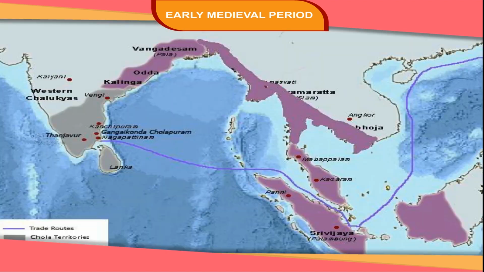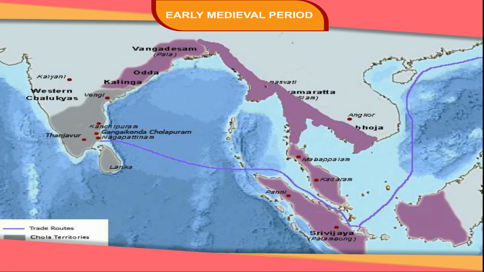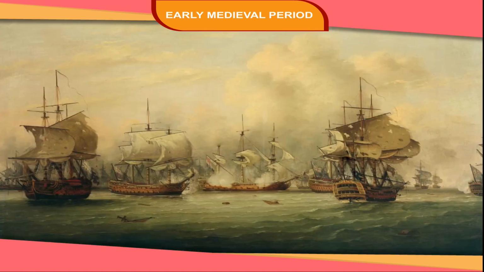Rajendra Chola I. Raja Raja I was succeeded by Rajendra Chola I. According to an inscription, his army defeated the Pala ruler of Bengal and reached the river Ganga. He proclaimed himself as Gangaikonda, the conqueror of Ganga, and named his capital Gangaikonda Cholapuram, the city of temples near Tanjavur. He built a strong navy to control overseas trade and commerce.